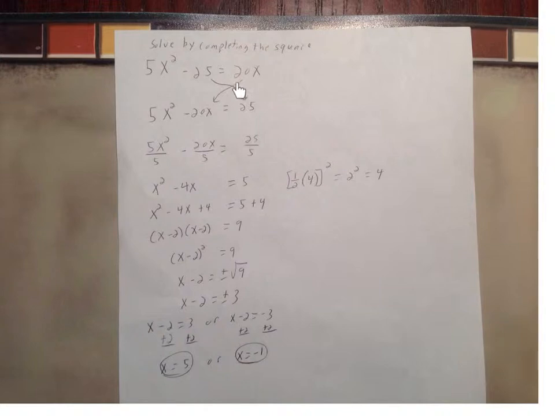First thing you want to do is get your variables on one side, your constant on the other. So I subtracted 20x from each side, and I added 25 to each side. Or you can say they moved them to the other side, change your sign.